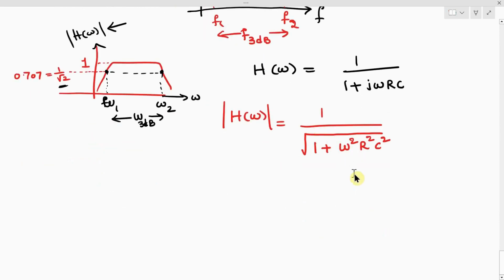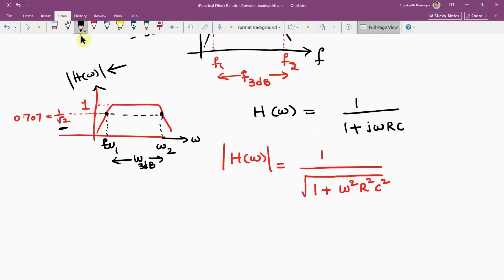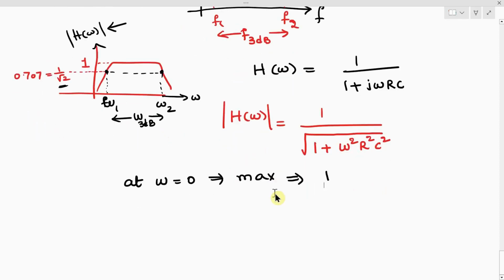Yeah, I just wrote mod H of omega. Now, at omega equal to 0, you will get the maximum. Am I right? You will get the maximum. And what is the maximum value? 1. Right. This is only for the diagram purpose. Don't match this with the filter. This is only for recollecting the definition of the 3 dB bandwidth. Okay.